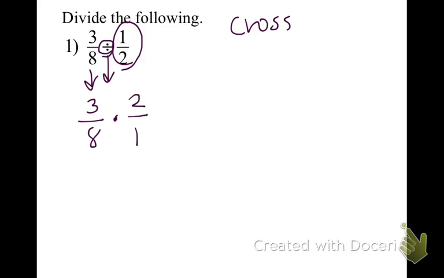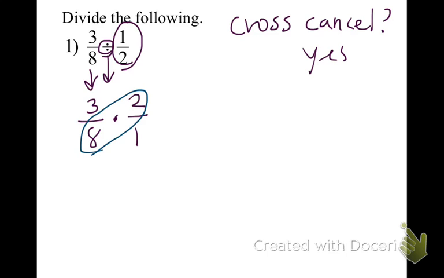Can you cross cancel? Answer is yes, we can. Automatically you should notice, hey, I have a 2 and an 8. Between 2 and 8, 2 times 4 will give me 8. So I know 2 is going to be a factor. So I can simplify by 2. So I divide this by 2, it gives me 1. Divide this by 2, gives me 4.